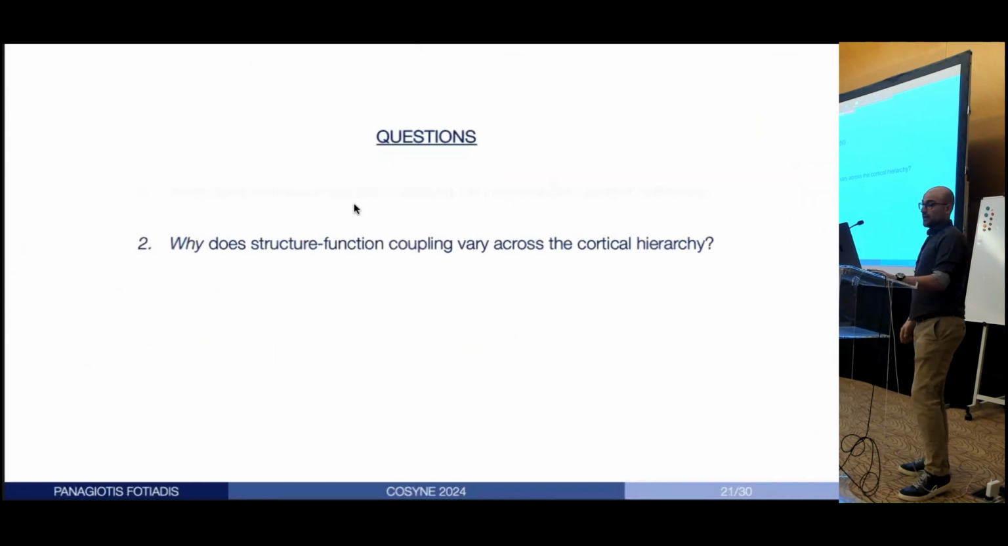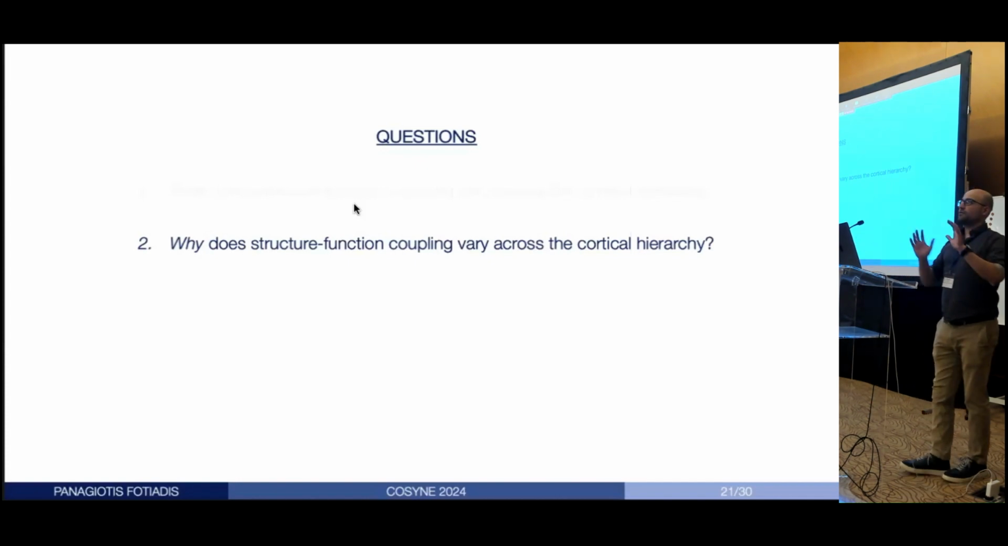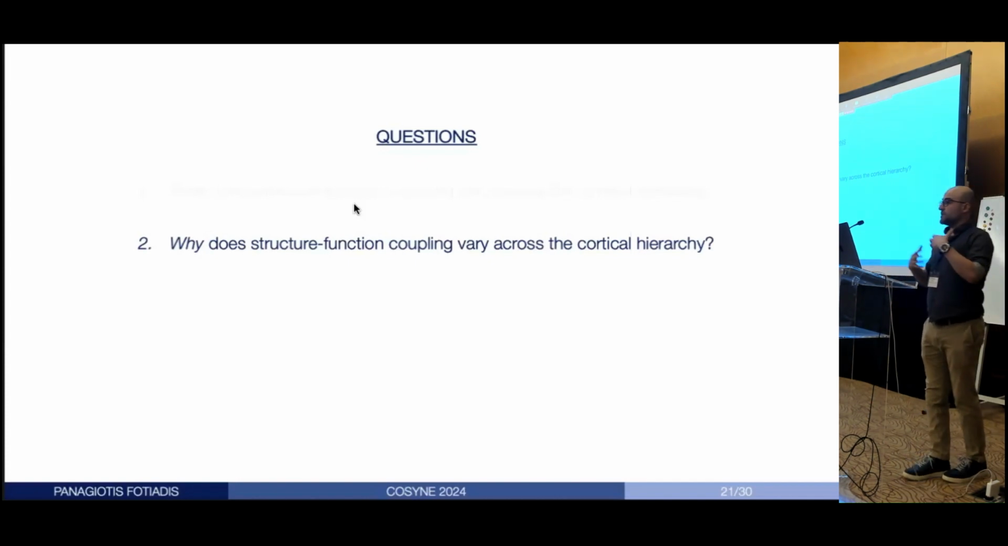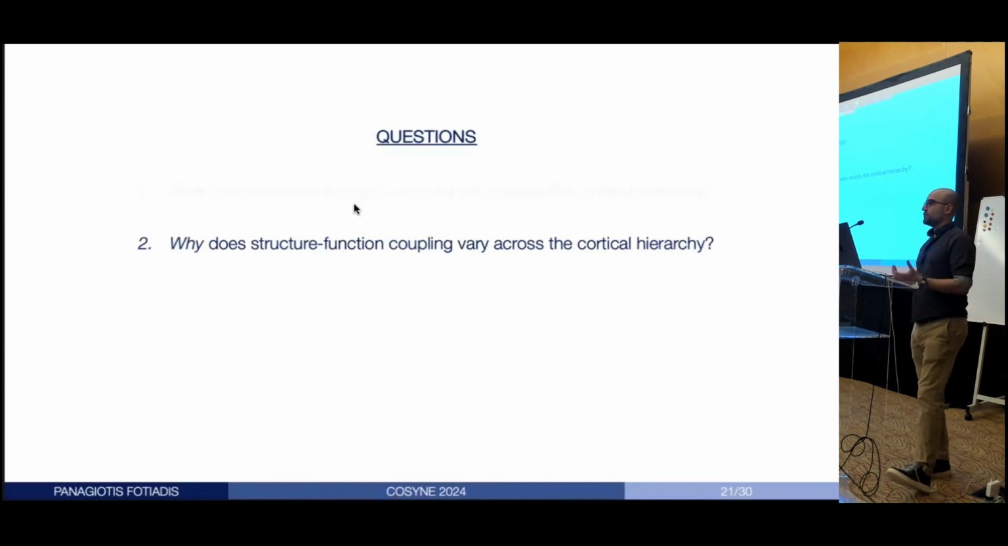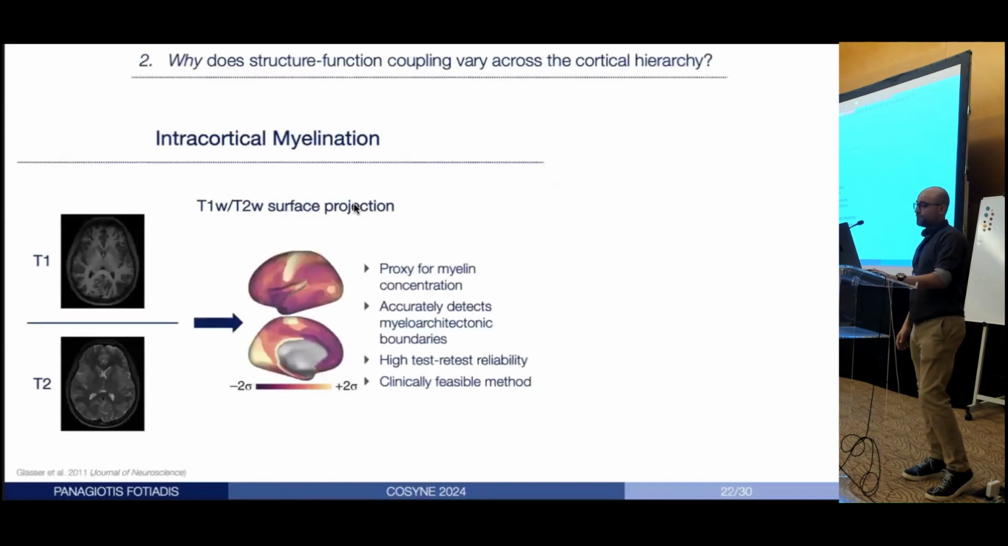So moving on to the second and, honestly, more interesting question. So far we have shown that there is this very large heterogeneous expression of structure function coupling across the cortical hierarchy, no matter how you define cortical hierarchy, across definitions that are both neurobiological and functional in nature. So why is that the case? That was essentially the second question.